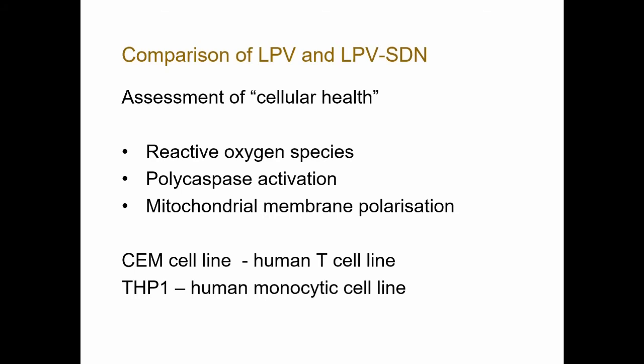So I won't go through everything, but just to pick out some examples with respect to some of the cellular health assays that we ran. We looked at oxidative stress, we looked at caspase activation, mitochondrial membrane polarization. And initially, although we were doing it in primary human immune cells as well, we started off in cell lines. So we used CEM cells, which is representative of a T cell line, and the THP1s, which is a human monocytic cell line, which I think most people are probably quite familiar with.